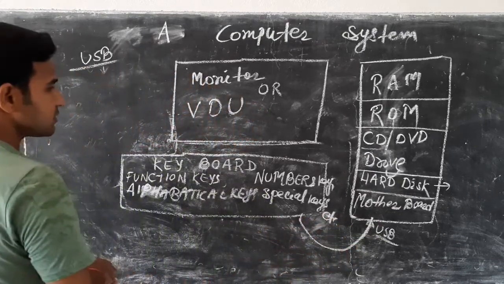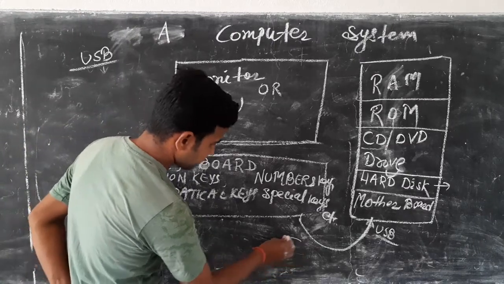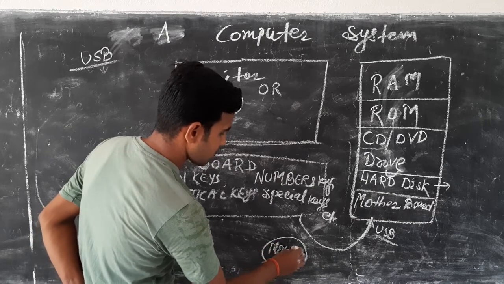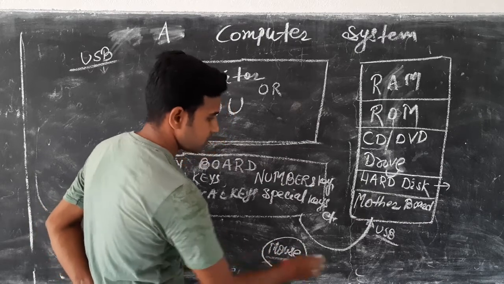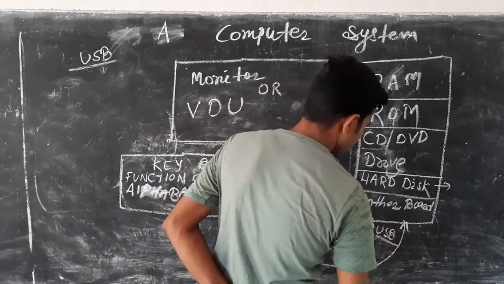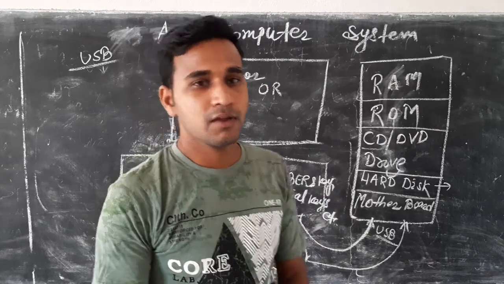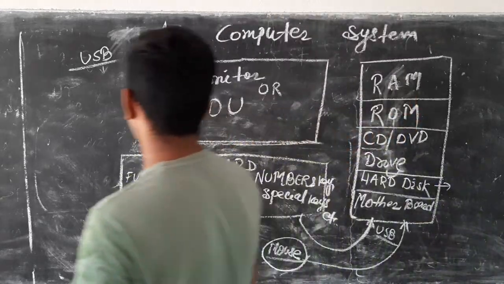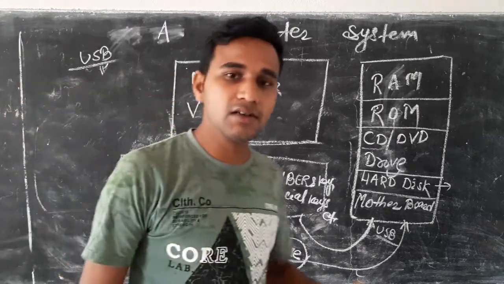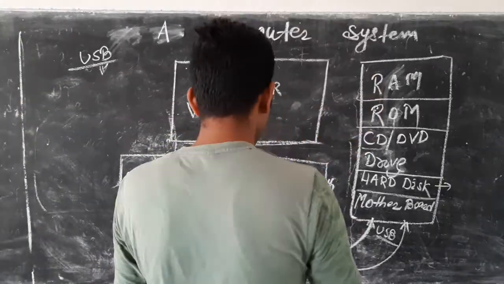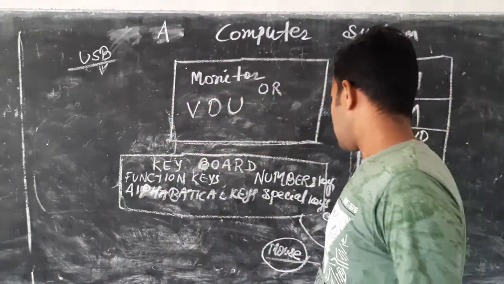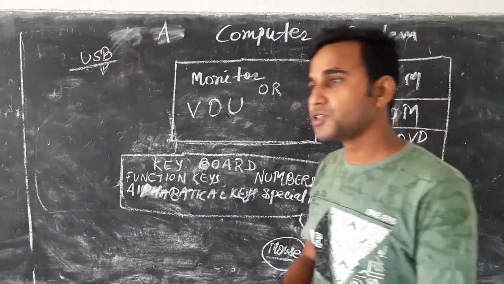Our next thing is mouse. It is also connected to the CPU by a USB cable and wire. You know already USB stands for Universal Serial Bus. It has three buttons: left, right, and scroll bar.